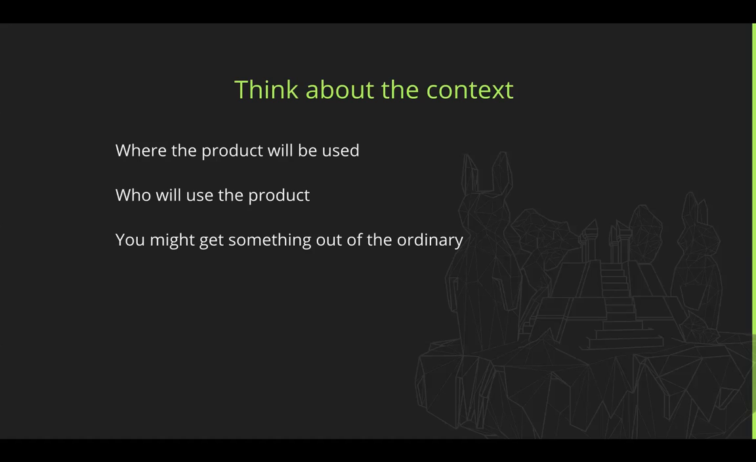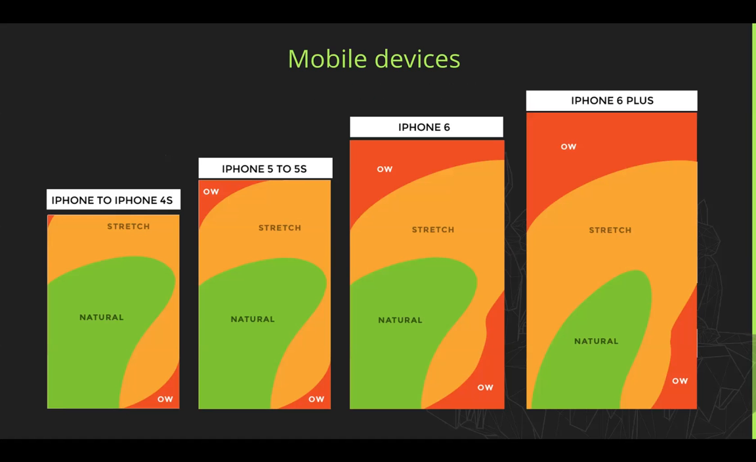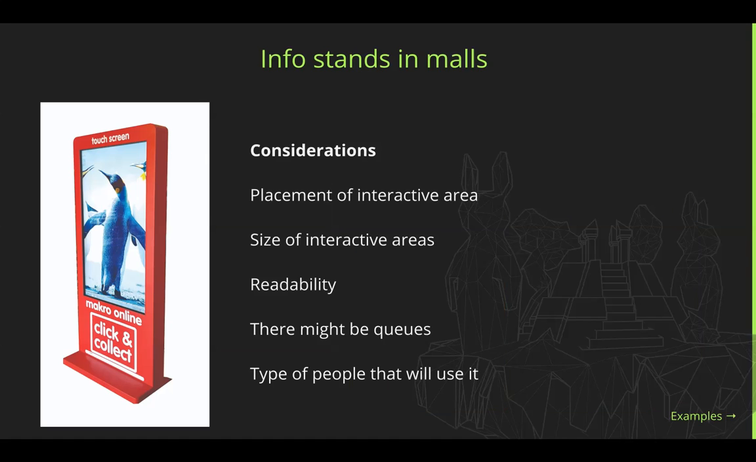So environment and context. You always need to think about the context when creating a prototype. Where will this product be used? Who will use it? You might get a project that is out of the ordinary, but also, for example, on phones you have the touch areas. So you'll put the most important or touchable things in the lower area where it falls in the natural space. And then, for example, an info stand in a mall.